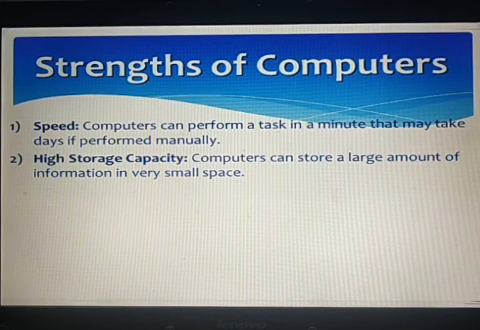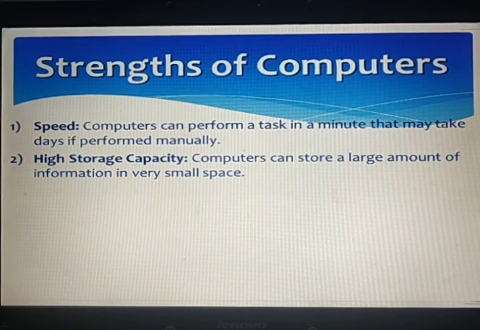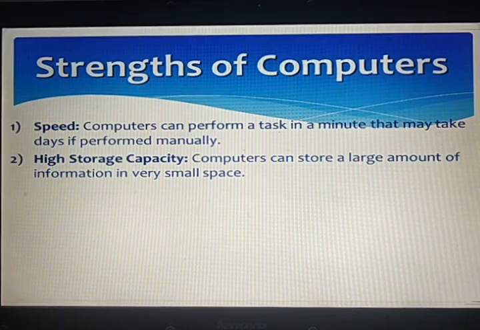Second is high storage capacity. Computers can store a large amount of information in very small space. A CD-ROM of 4.7 inch diameter can store all the 33 volumes of Encyclopedia Britannica and still have room to store more information. Today's flash memory, such as a pen drive, can be 3 to 5 centimeters long and can still store up to 16 GB to 32 GB of data.